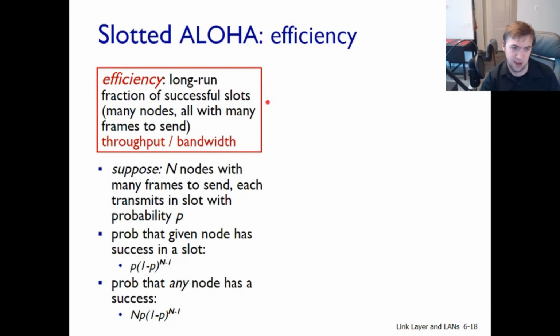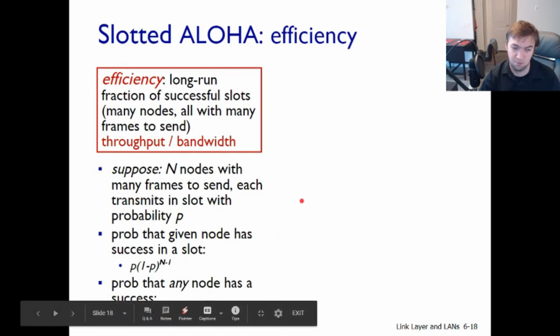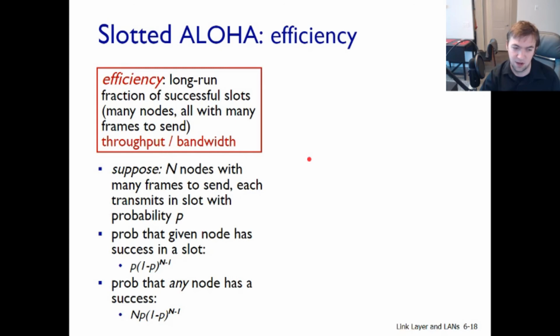Let's suppose we have many nodes, all of which have a lot of frames to send, so we want to look at the throughput divided by the bandwidth. We have n nodes here. The probability each one transmits in a given slot is p, which means the probability that a given node has success in a slot is p times (1 minus p) to the power of n minus 1. And the probability that any node has a success is the same thing multiplied by how many nodes there are.